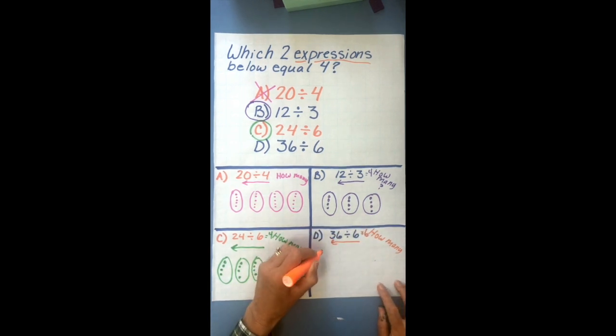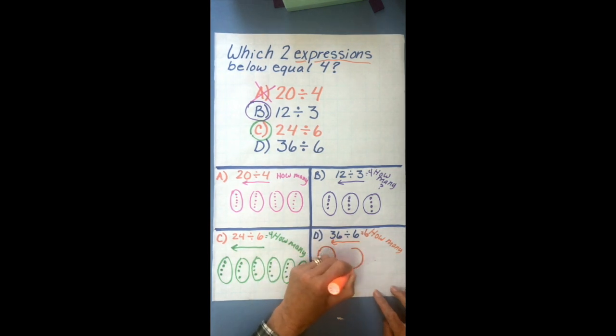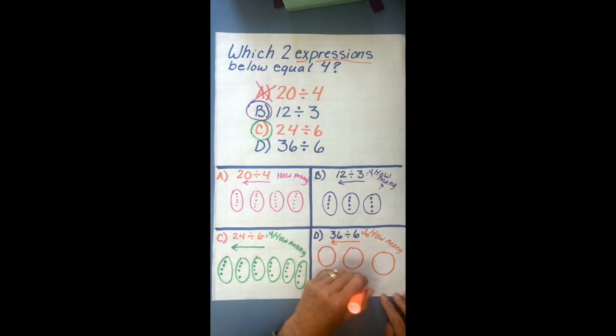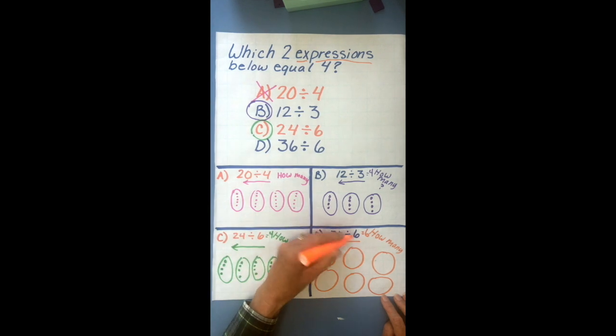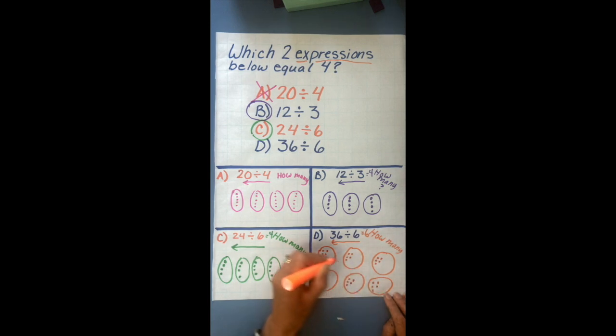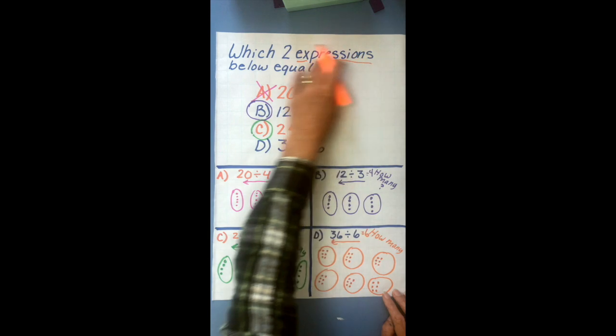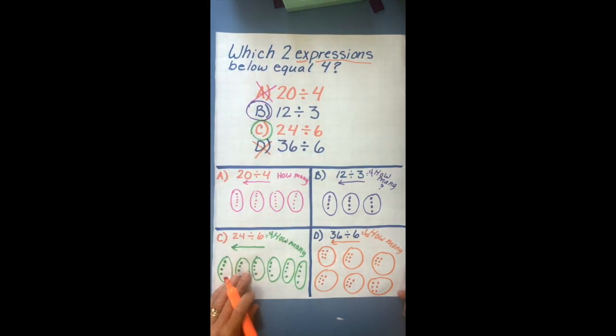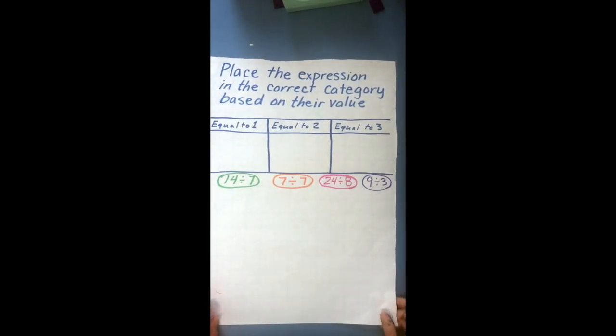But again, if you don't believe me, I'll do 6 sets. 1, 2, 3, 4, 5, 6. And then I'm just going to do 1 for me, 1 for you until I get to 36. And you can see each group has 6. But it says which 2 expressions below equal 4. I must be right because I think these 2 are the only ones that I got 4 as the quotient.